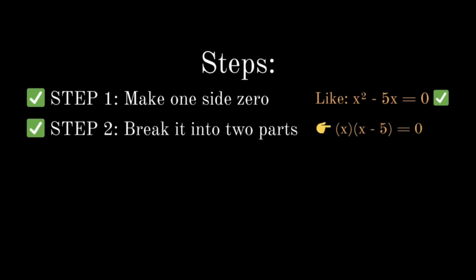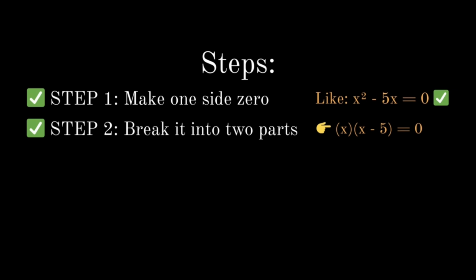Step number 2, we break it into two parts. This is what we call factoring. Look for a way to split the big chunk into smaller pieces, like x times x minus 5 equals 0. This part is like finding two puzzle pieces that fit perfectly.